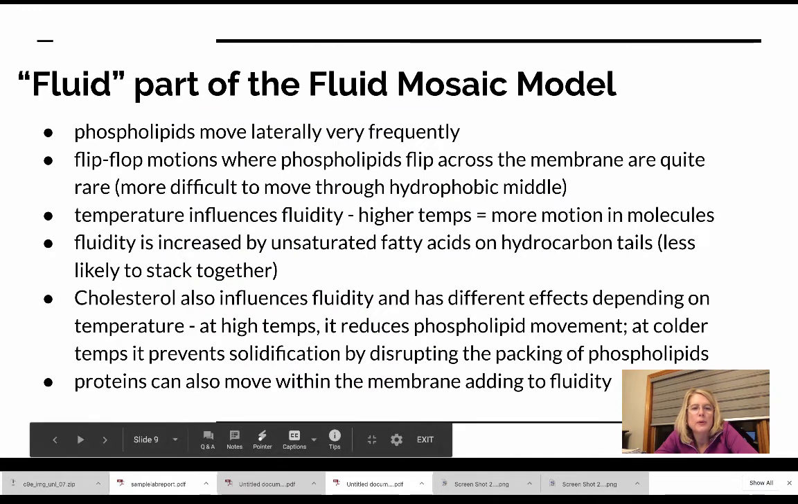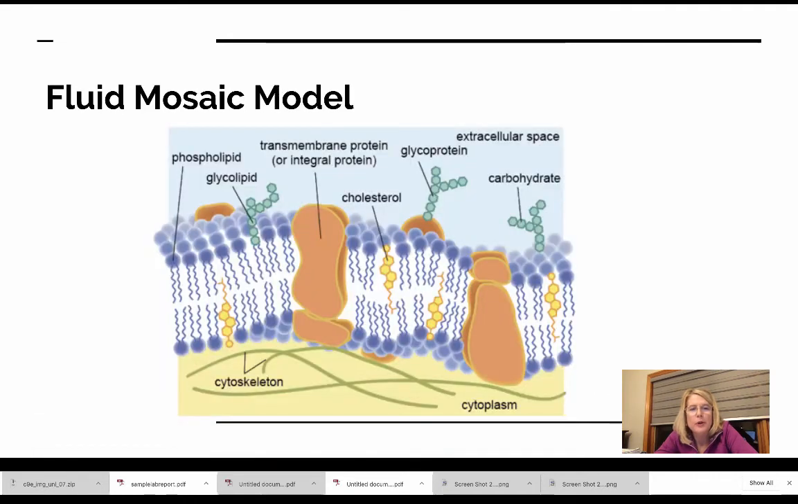Okay, so there's a fluid part of the fluid mosaic model. And so you should know, if we go back to this diagram, these phospholipids can flip back and forth. They can laterally move very quickly, many times a second. And so they're in motion. So this is constantly moving. I know it's hard to tell from a diagram. It looks pretty static here, but it's actually very dynamic. It's moving. Those phospholipid heads, the polar heads, are kind of rotating back and forth.